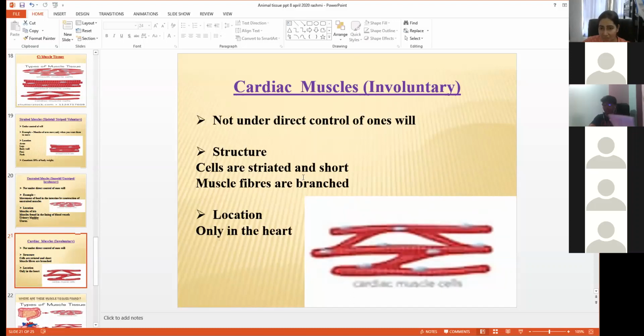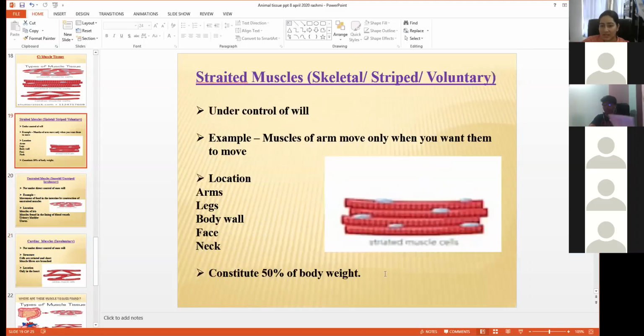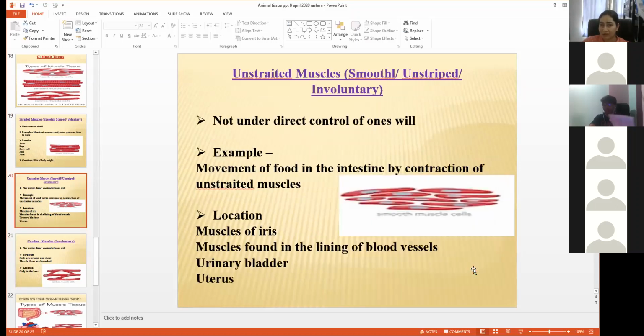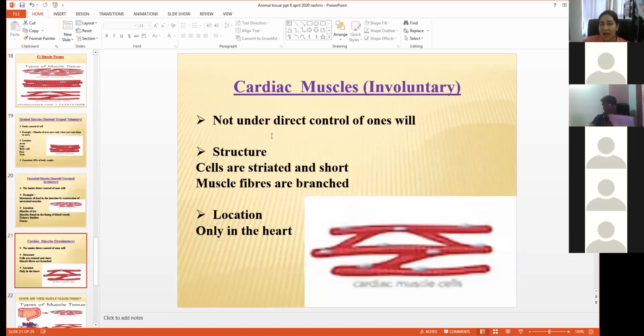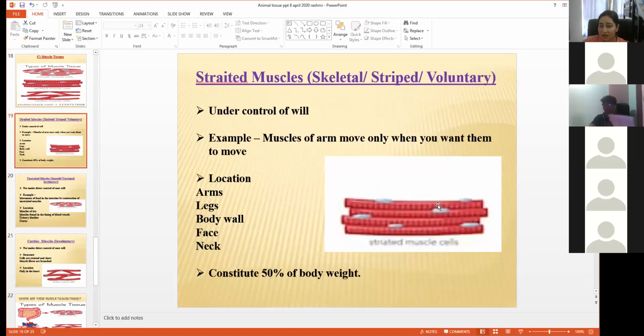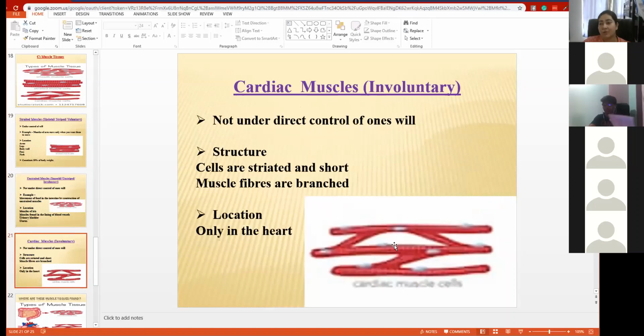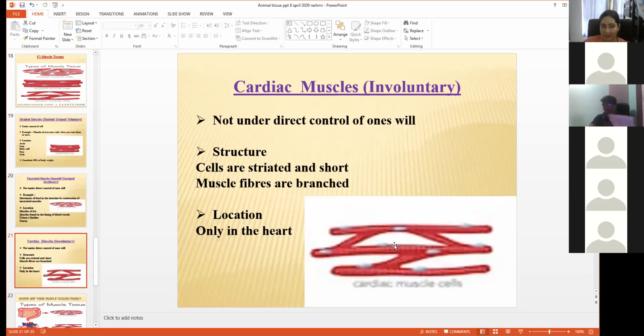Its cells are striated and the muscle fibers are branched. Now, students, you can see the difference here. The striated muscles are not branched, okay? And there are many nuclei. However, here they are branched. You can see these branches here, okay? So this is the difference between the striated muscles and the cardiac muscles. The cardiac muscle has the same shape as a striated muscle. However, it is branched. And the cardiac muscles, where are they present? They are present only and only in the heart and nowhere else.